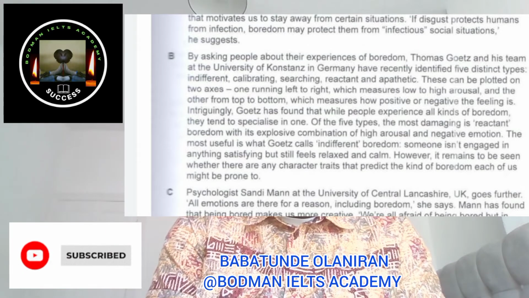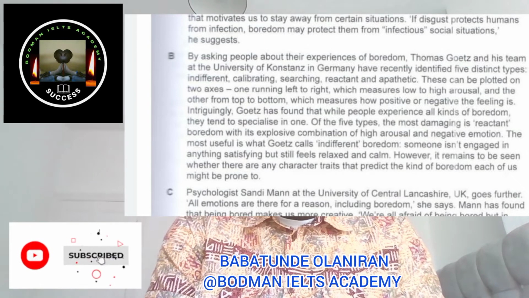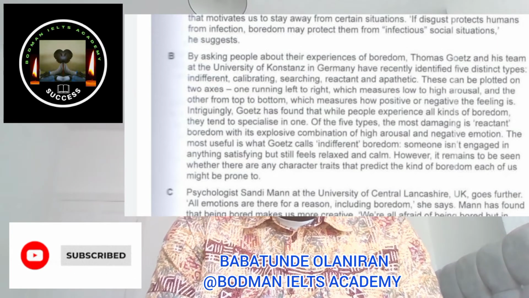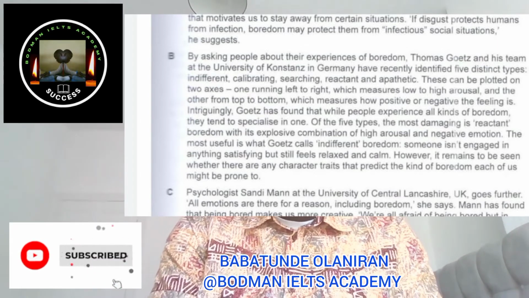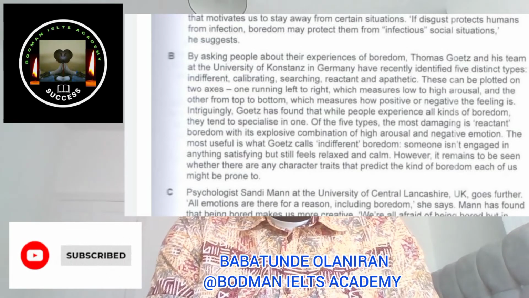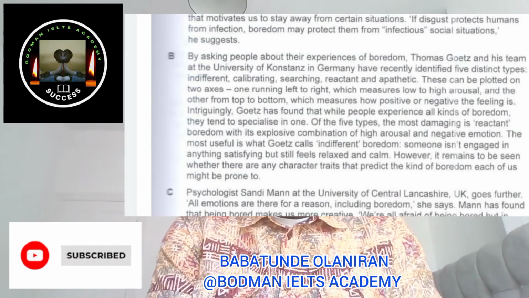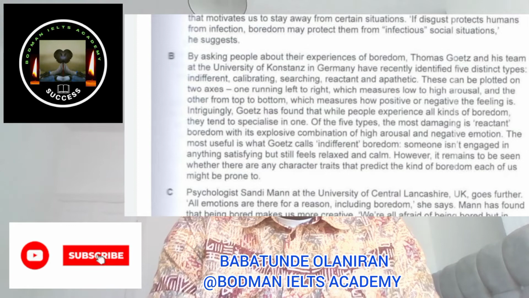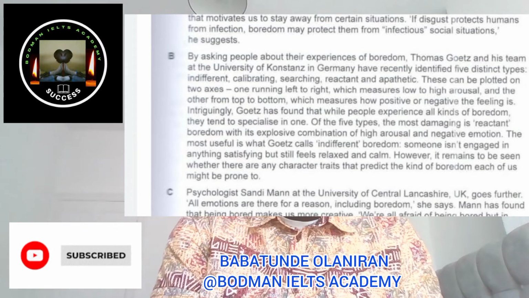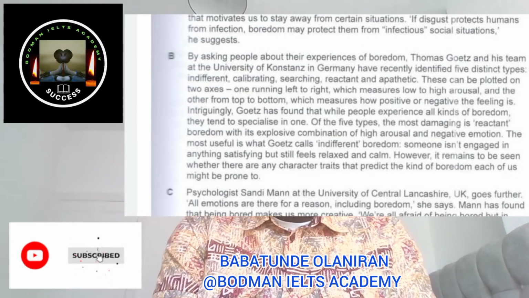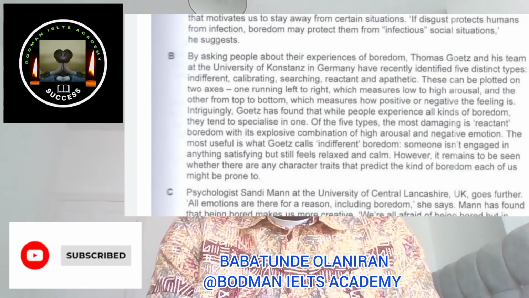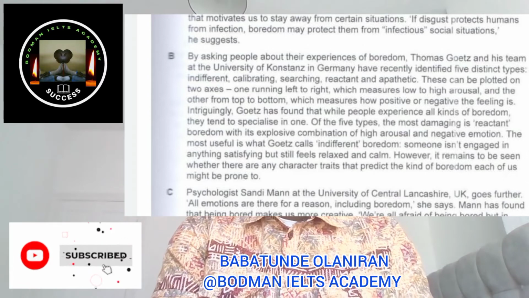Intriguingly, Goethe has found that while people experience all kinds of boredom, they tend to specialize in one. Of the 5 types, the most damaging is reactant boredom, with its explosive combination of high arousal and negative emotions. The most useful is what Goethe called indifferent boredom. The most dangerous, the most useful. Someone isn't engaged in anything satisfying but still feels relaxed and calm. However, it remains to be seen whether there are any character traits that predict the kind of boredom each of us might be prone to.